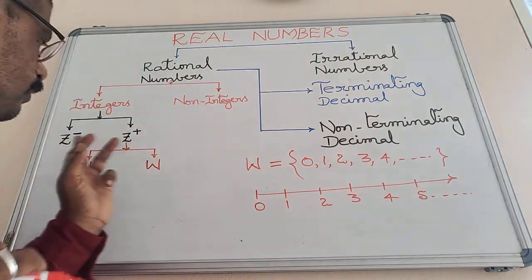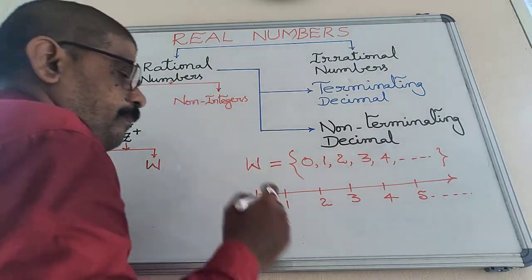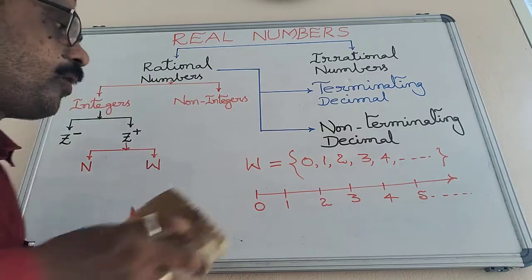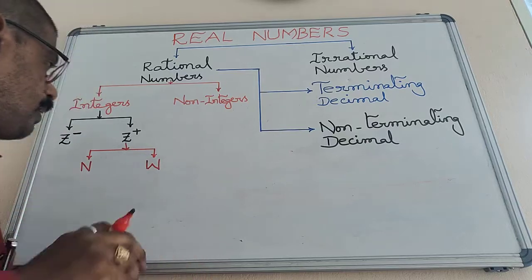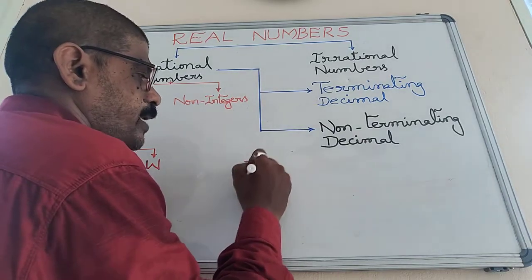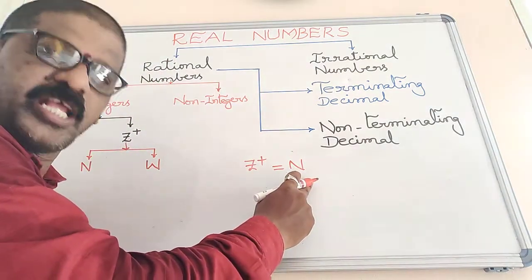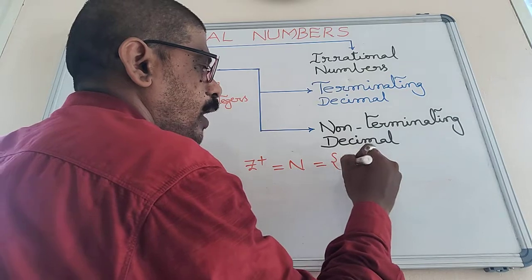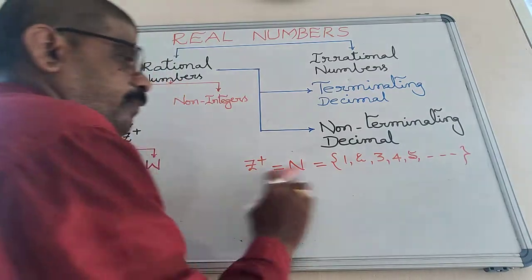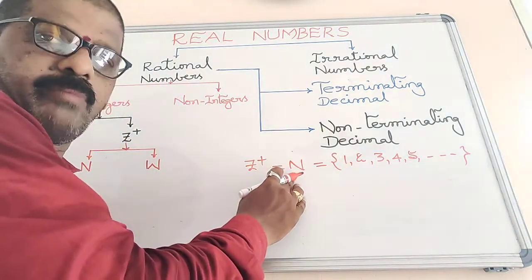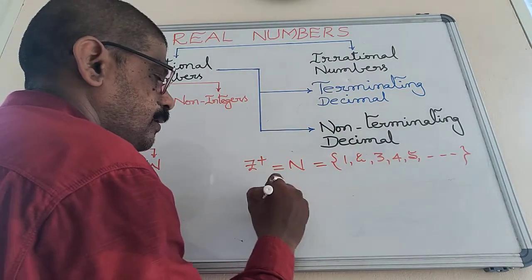Now we have to observe the negative integers. Already I told, Z plus means N, that is natural numbers: 1, 2, 3, 4, 5 and so on. That is positive natural numbers. Now we can write Z minus.